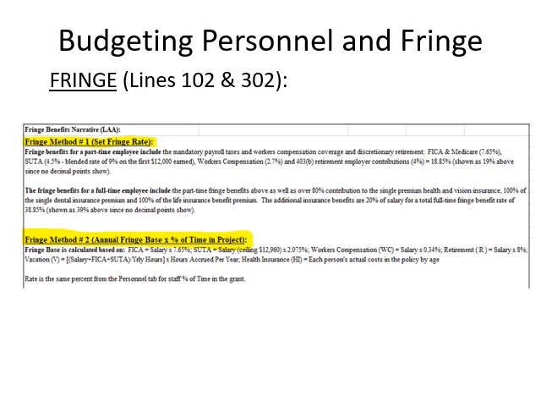In this bottom portion here, it's got what a fringe narrative may look like for the second method. It shows how the separate fringe benefit is calculated. Again, it lists the percentages and amounts used for each item within that fringe benefit. And then here there's a note that says rate is the same percentage from the personnel tab for staff's percentage of time in that grant. So these examples might be helpful in determining what you should include in that narrative section.